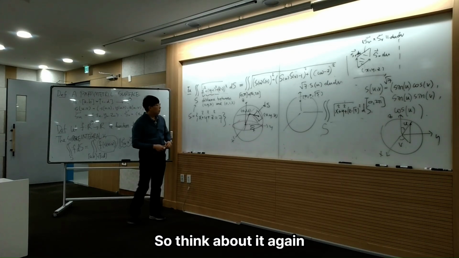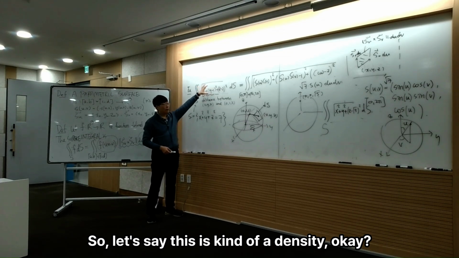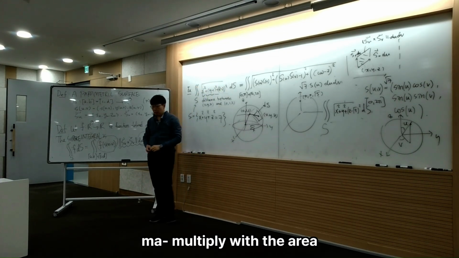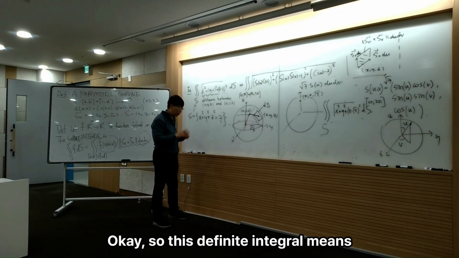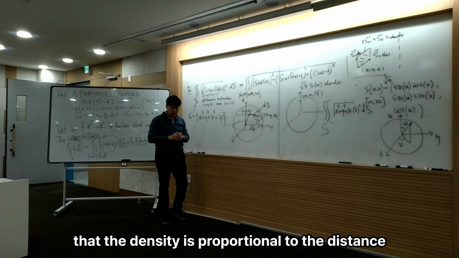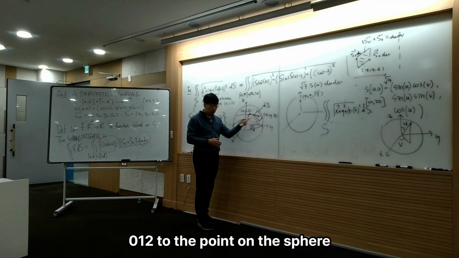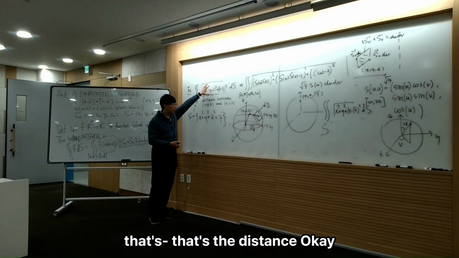So think about it again. Let's say this is kind of a density. We're taking a density and multiplying with the area to get a small mass. So where do I get the density? This definite integral means that the density is proportional to the distance from the fixed point 0, 1, 2 to the point on the sphere. Because that's the distance.